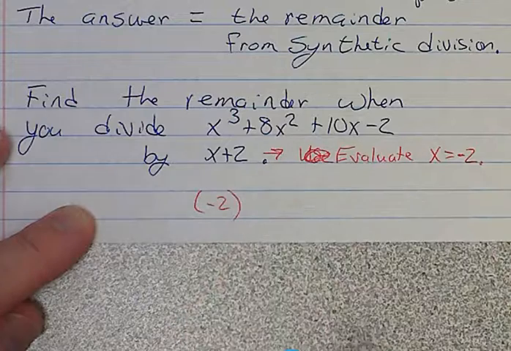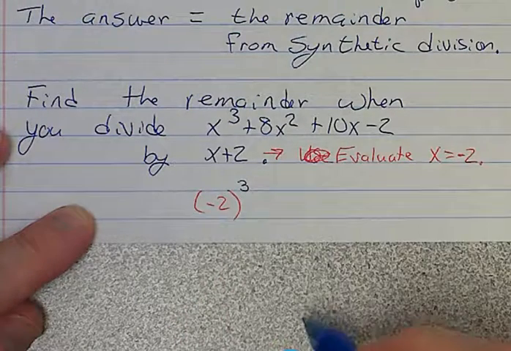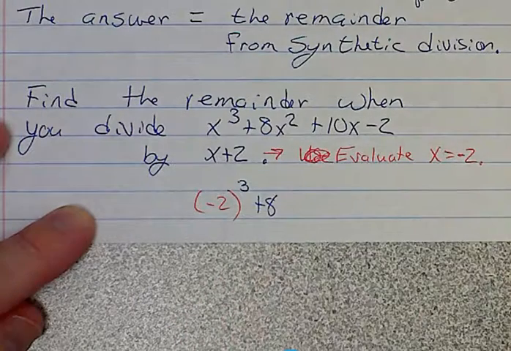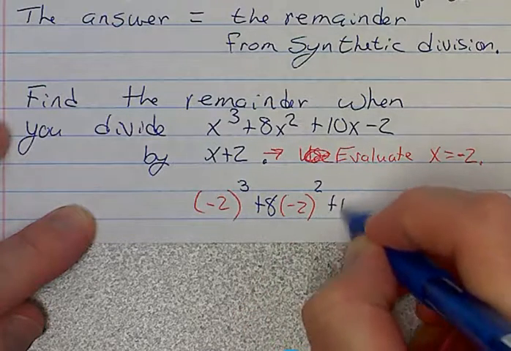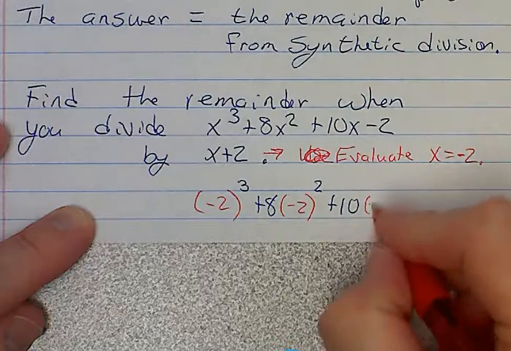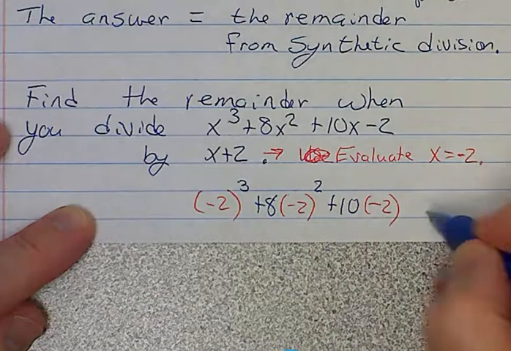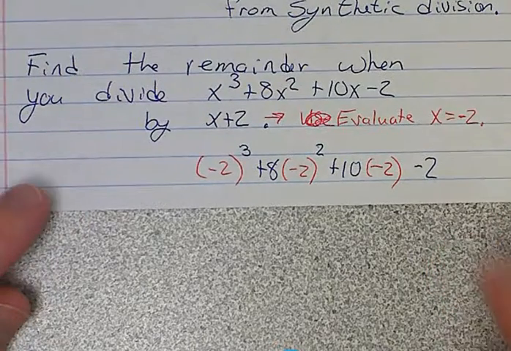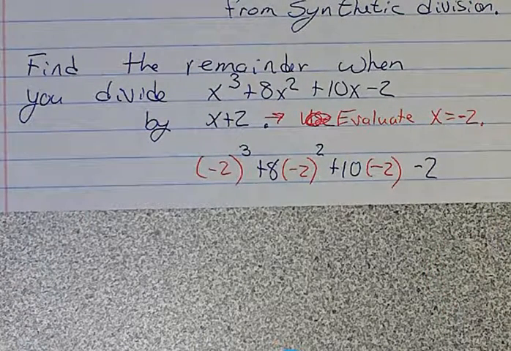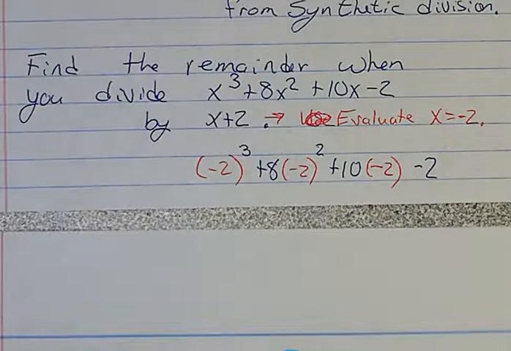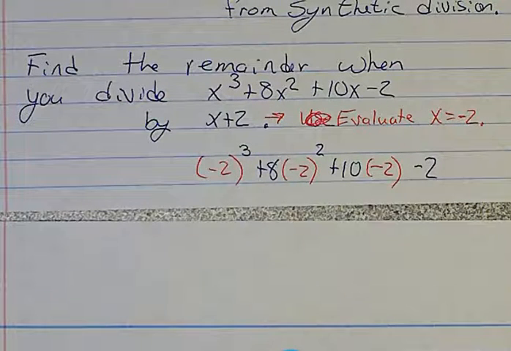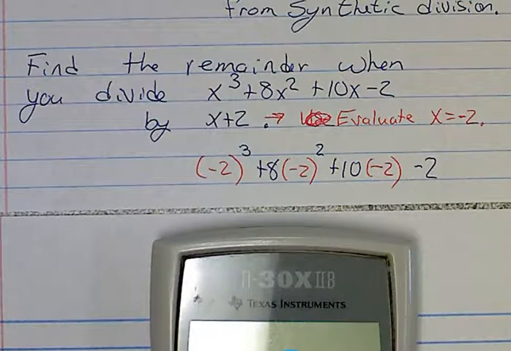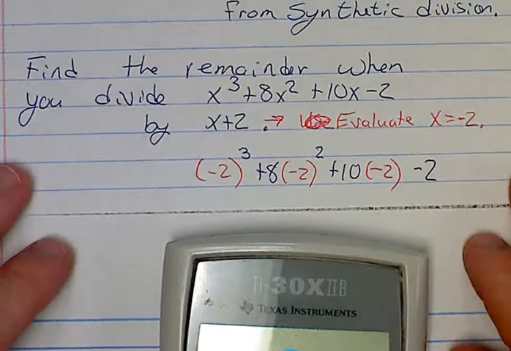So that's negative 2 to the third power plus 8 times negative 2 squared plus 10 times negative 2 minus 2. Now, we can work all that out, but since we've got the calculators here, just use your calculators.